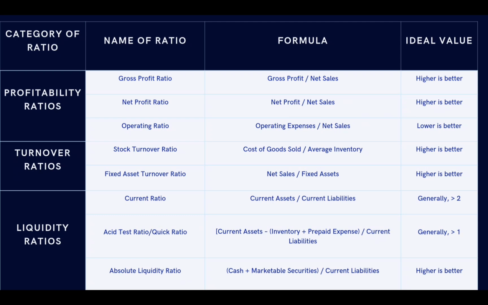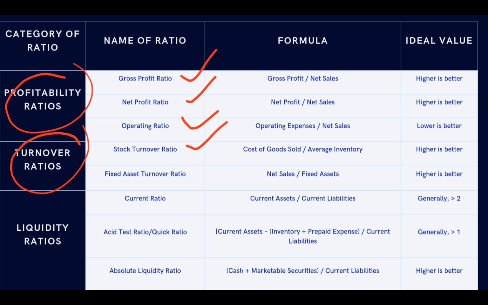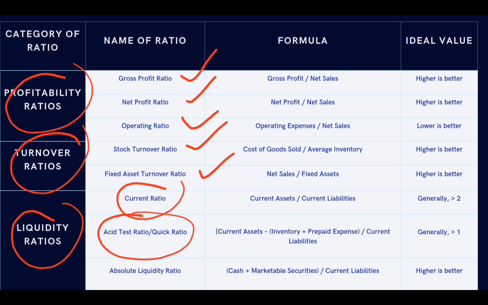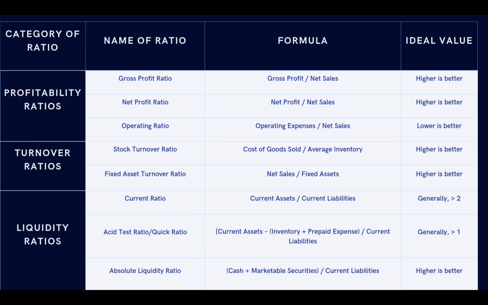Now we can have a quick look at the basic ratios that we should know. In profitability ratio, we have gross profit ratio, net profit ratio, operating ratio. Turnover ratio includes stock turnover ratio, fixed asset turnover ratio. Liquidity ratio includes current ratio, acid test ratio, and absolute liquidity ratio. I am not explaining it here because we are going to see the practical part. Don't worry.